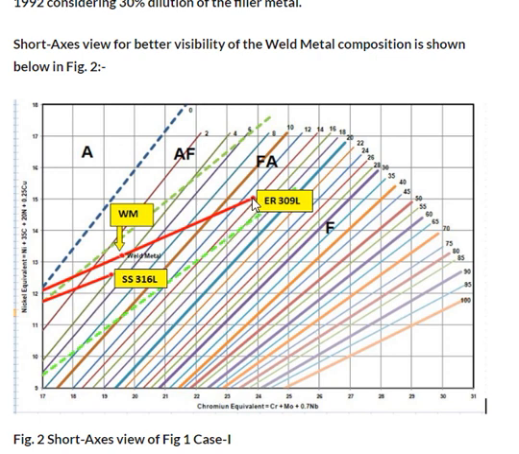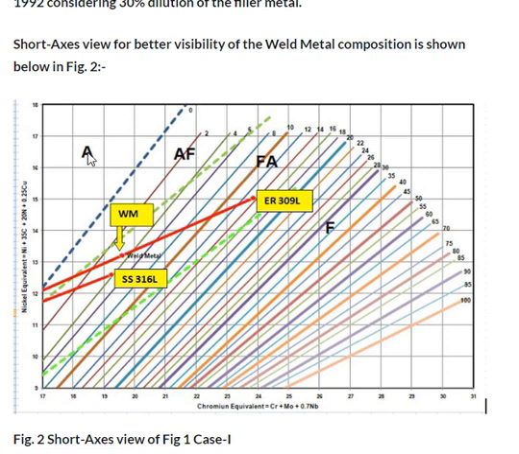So considering a 30 percent dilution, when we take one third of this red line, we can come to a weld metal composition. You can check this weld metal composition is somewhere after this green dashed line, and you can see this AF, FA and F.